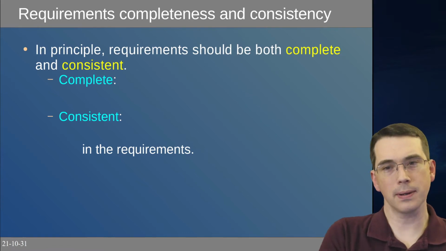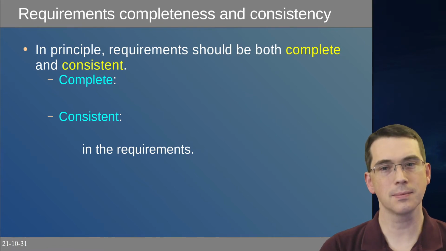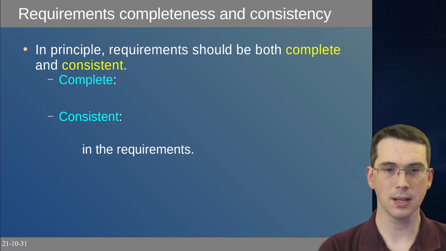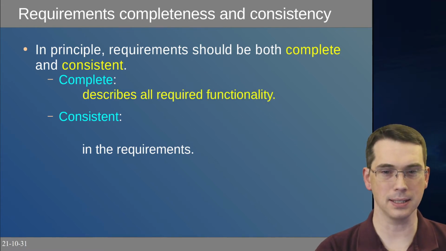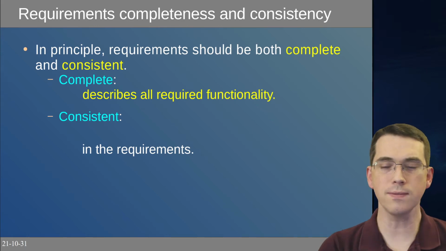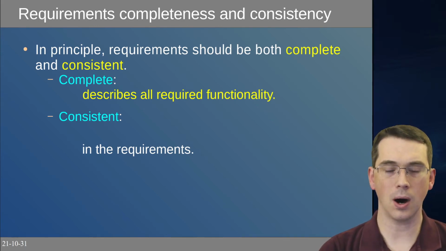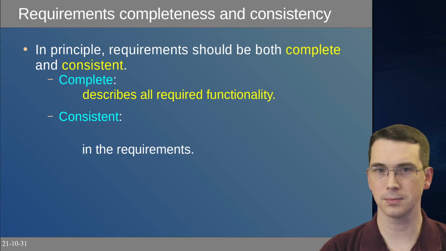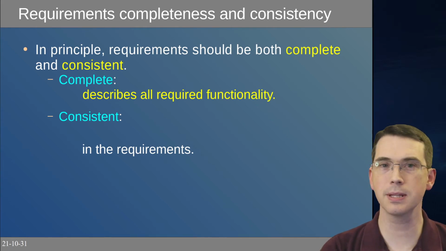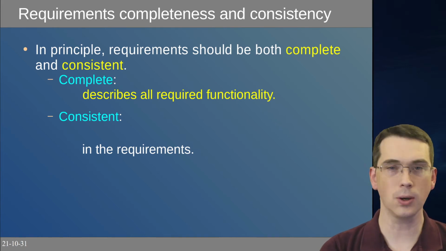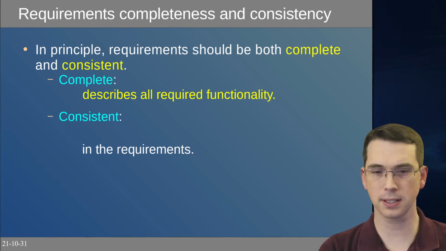If we think about requirements, we really would love them to be complete and consistent. So in principle, we want both. Complete means that it describes all of the required functionality. If you talk to the customer and they give you a complete specification, then everything that they wanted, they told you. They told you about every single feature.